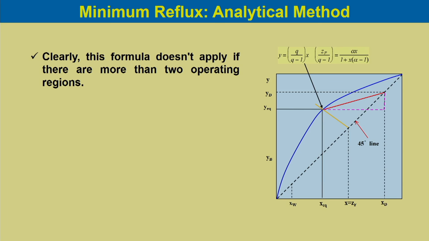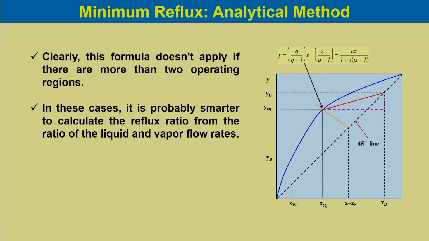Clearly, this formula does not apply if there are more than two operating regions. If we have two different operating regions, the analytical formula we used to calculate the minimum reflux ratio does not apply. In these cases, it is probably smarter to calculate the reflux ratio from the ratio of the liquid and vapor flow rates. If we know the ratio of the liquid and vapor flow rates of each region, then we can calculate the minimum reflux ratio for that case.